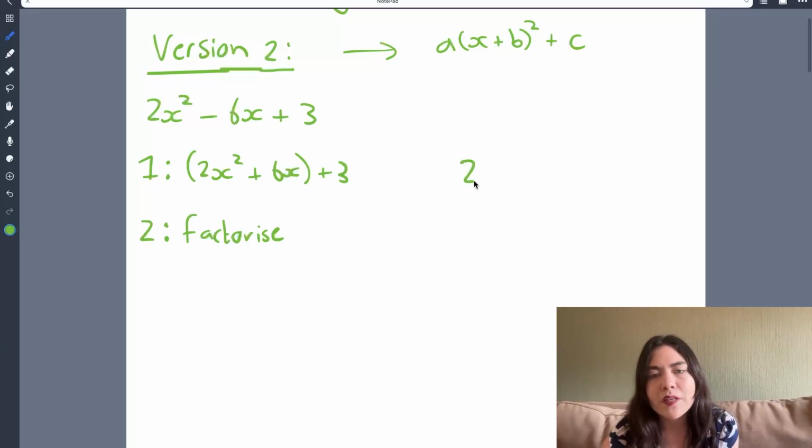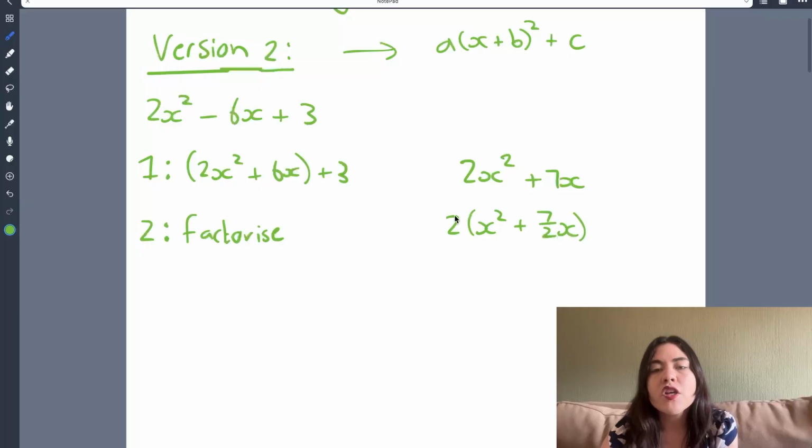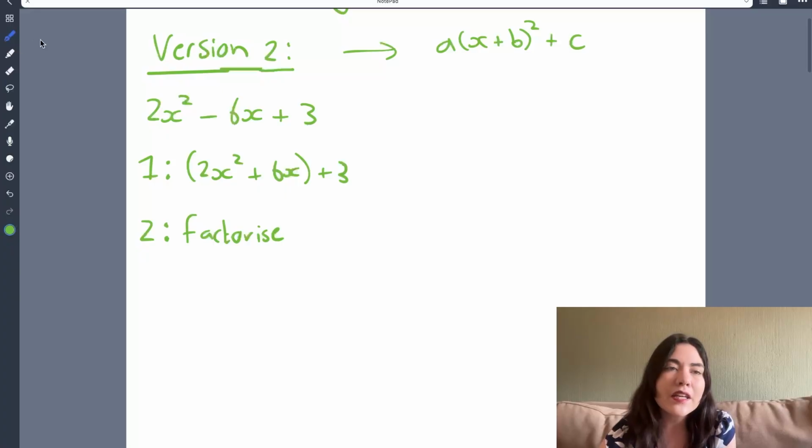So for example, let's say instead of having plus 6x, I had 2x squared plus 7x. Now, 7 can't really be divided by 2 to give a whole number, but I'm still going to divide it by 2 because I need to get rid of the 2. That's my main goal, to get rid of the number in front of x squared. Luckily, in our case, we will get a whole number if we divide 6 by 2.